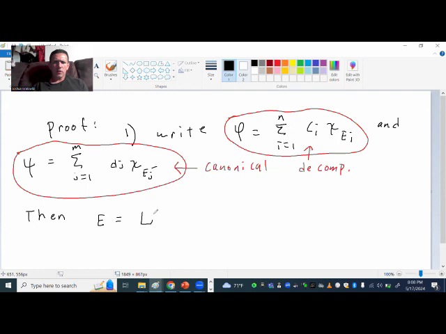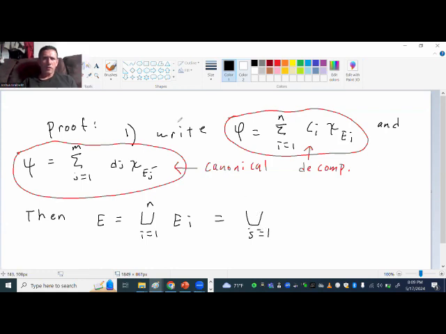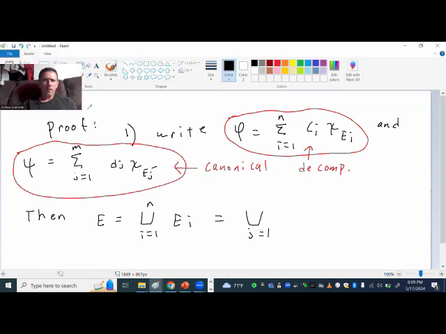Yeah, so i equals 1 to n. And this is also j equals 1. Let's fix that a second. Pain, but whatever. Make this a little bigger.